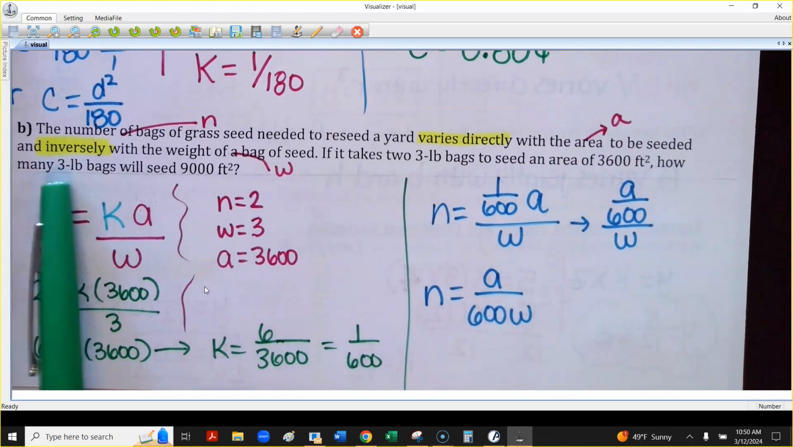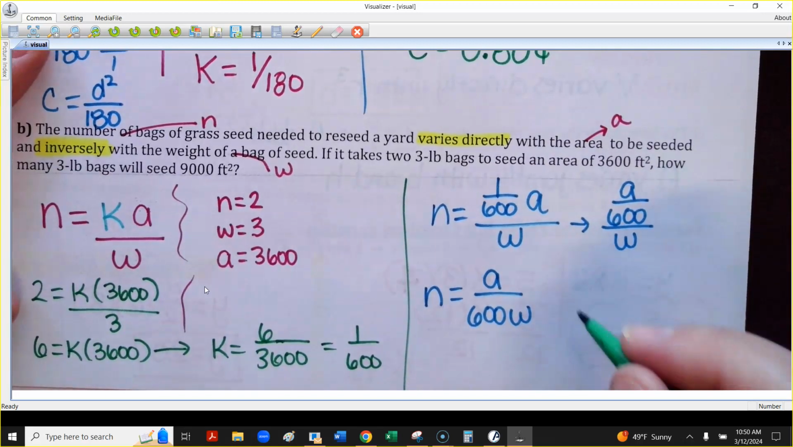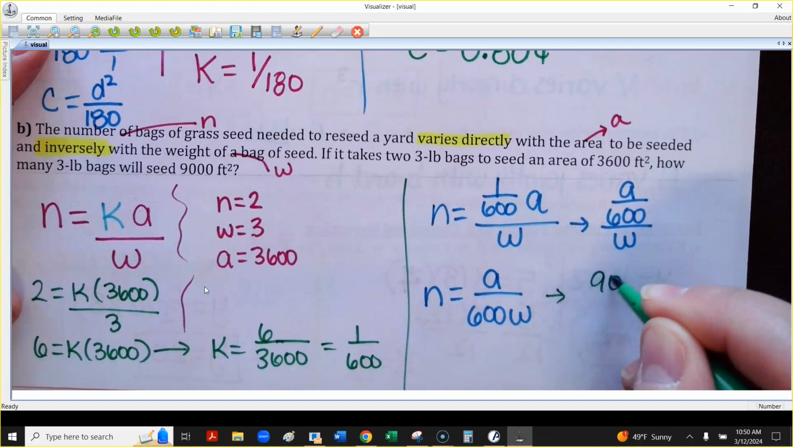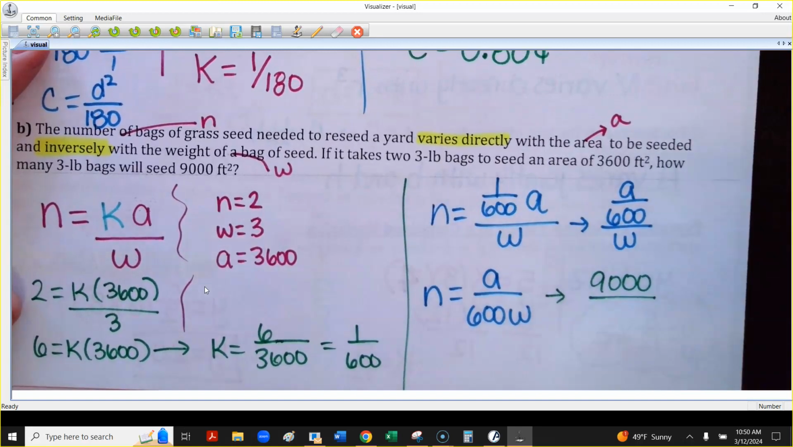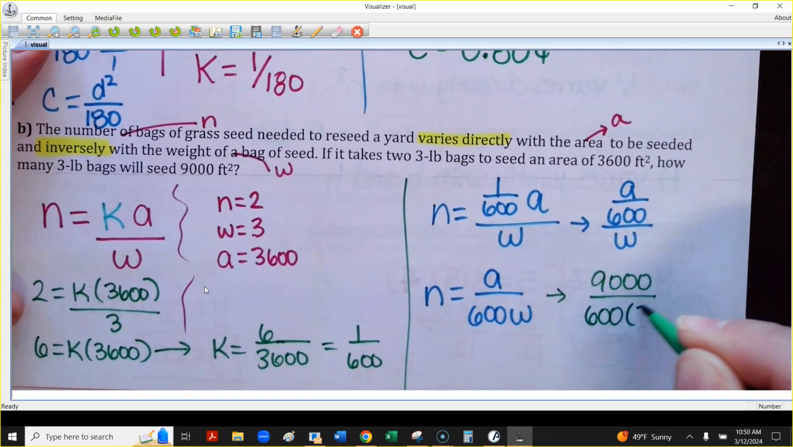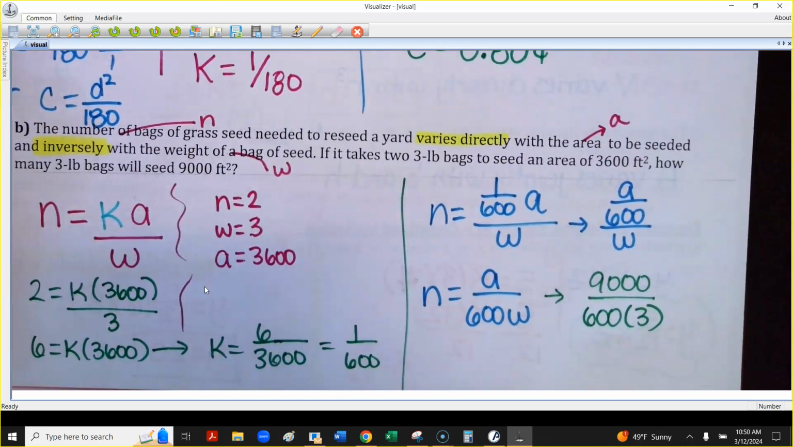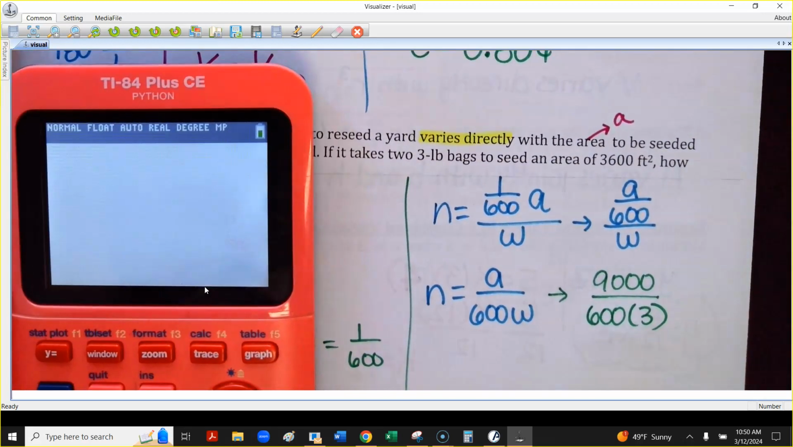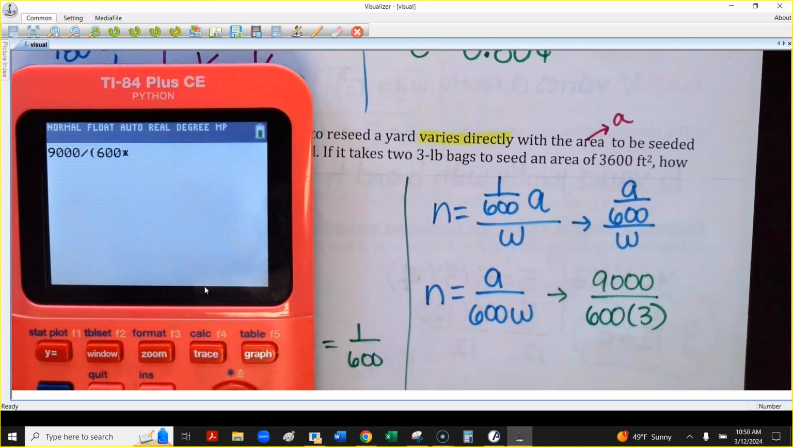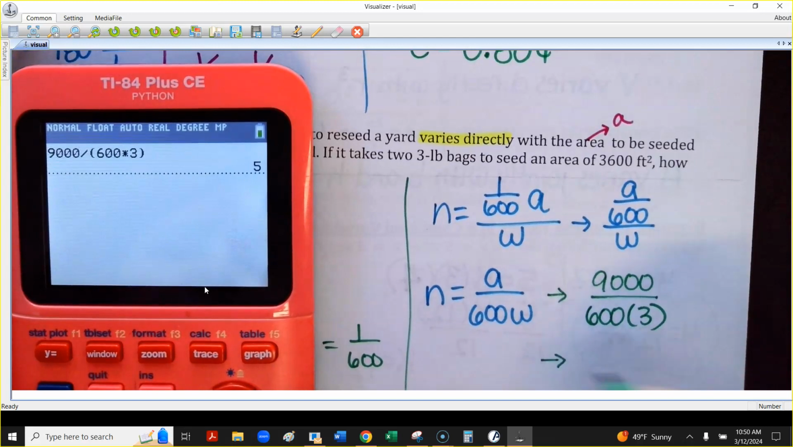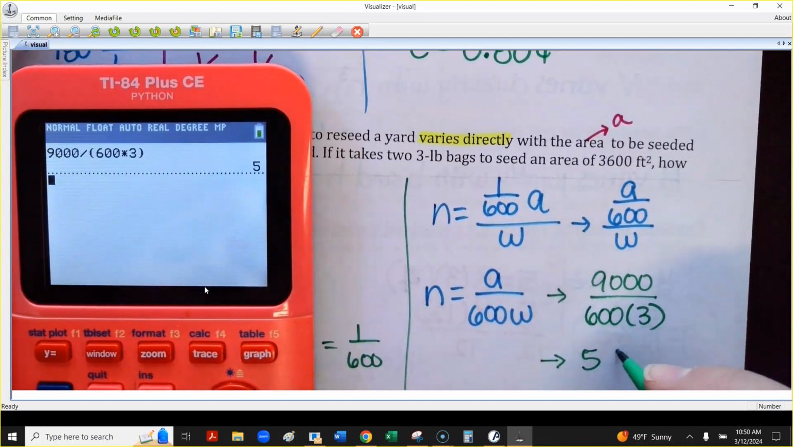How many 3-pound bags for 9,000 square feet? So we'd plug in the 9,000 for A. The weight of the bag is staying the same. So the weight of the bag, it still says a 3-pound bag. So to answer the second part of that question, we're just going to take 9,000 divided by, I'm going to put this in parentheses because I need to figure out what the bottom of that fraction is. So 9,000 divided by 600 times 3, or that should be 1,800 if you want to figure out what that is first. But this would be 5, and that's just the number of bags that we would need.